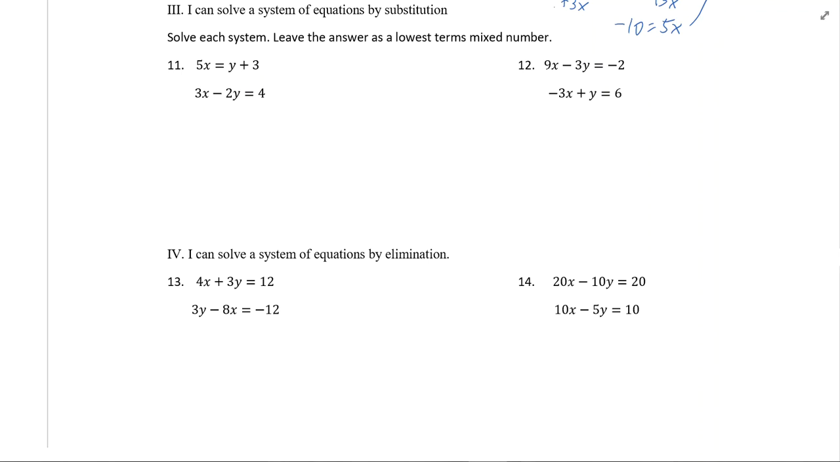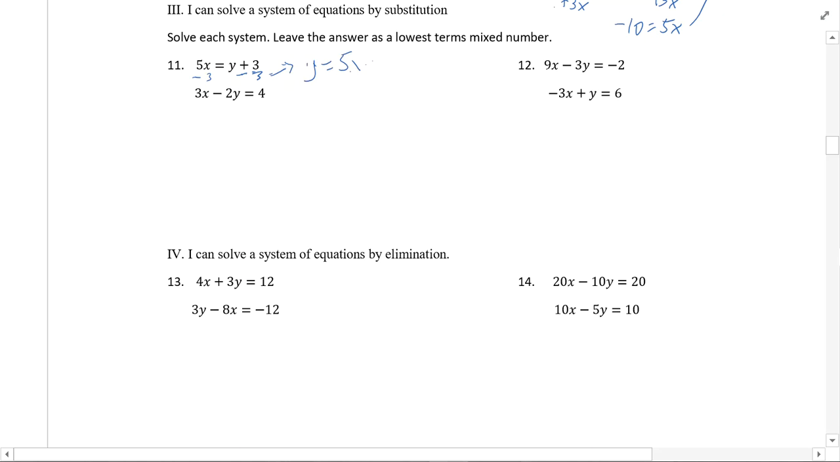So, okay, for substitution, I need to move something around. I want to take this y because there's a coefficient of 1 in front of it, whereas this has a 5 in front of it, a 3, and a 2. So the coefficient of 1 is the easiest. I want to isolate the y so that I can plug it into the second equation. So what I'm going to do first is move this 3 over. I'm going to subtract 3 from both sides. So that's going to give me y equals 5x minus 3.